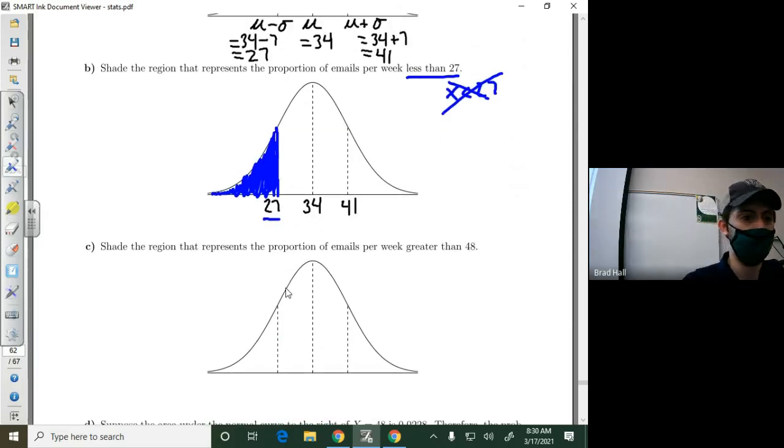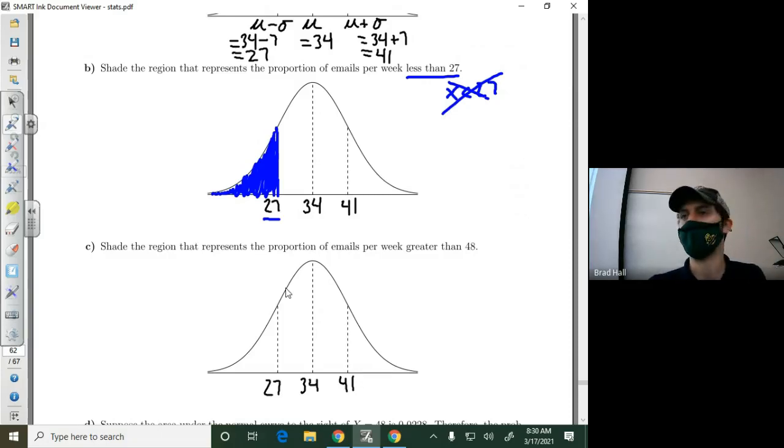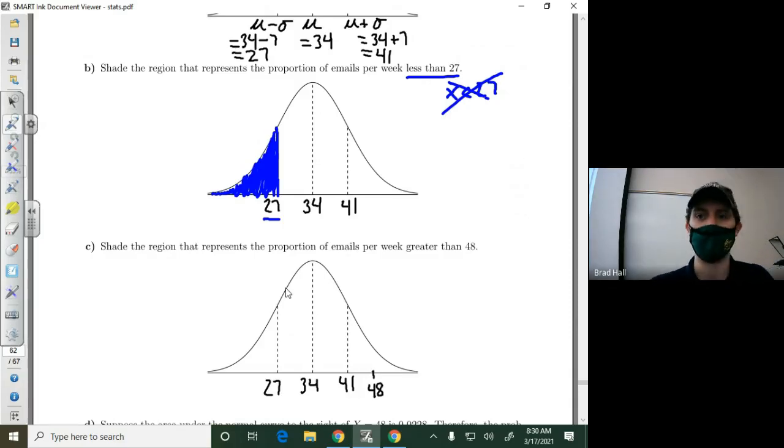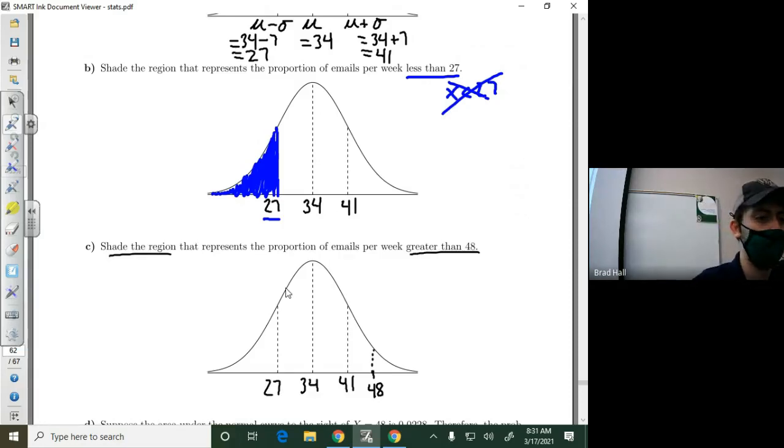Okay, let's do that again for greater than 48. So there's 27, 34, 41. Well, the problem is there's not a 48. You go a little bit past 41, just like that. So that actually ends up being 2 standard deviations above the mean. But there'll be a multiple choice part where they'll throw in a 48 for you. So I'll draw a little dotted line here. And then we want to shade, because remember, we're shading greater than 48. So, okay, simple enough. We just shade what's greater than 48.